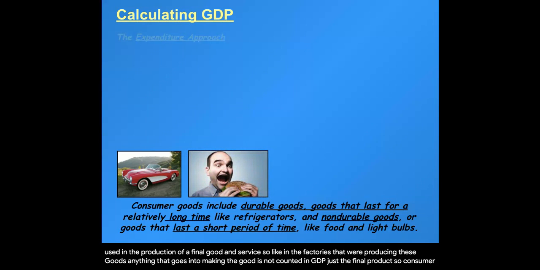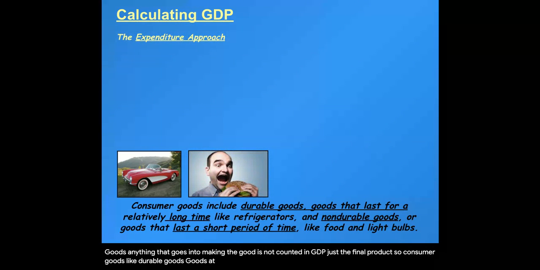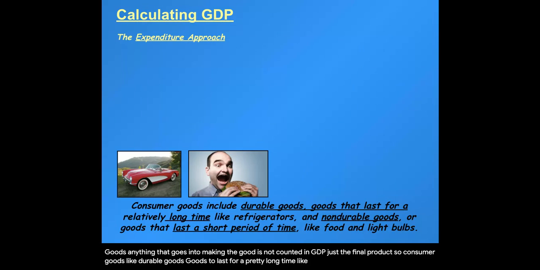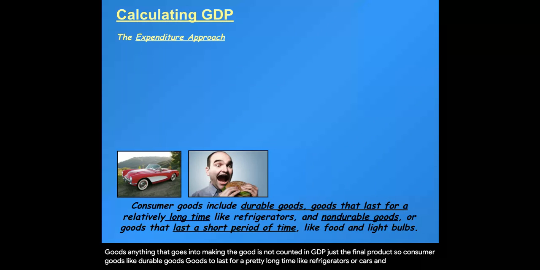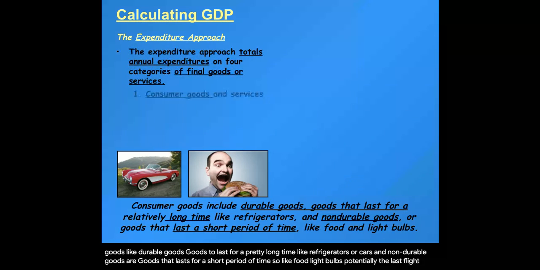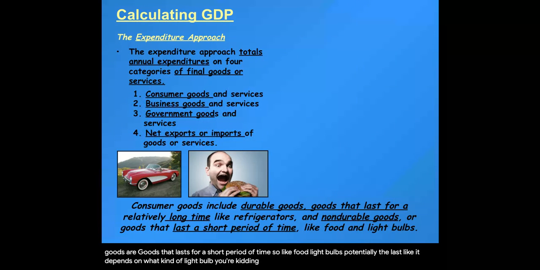So consumer goods, like durable goods, goods that last for a pretty long time, like refrigerators or cars, and nondurable goods are goods that last for a short period of time. So, like food, light bulbs potentially could last, it depends on what kind of light bulb you're getting. But so we have durable and nondurable goods.